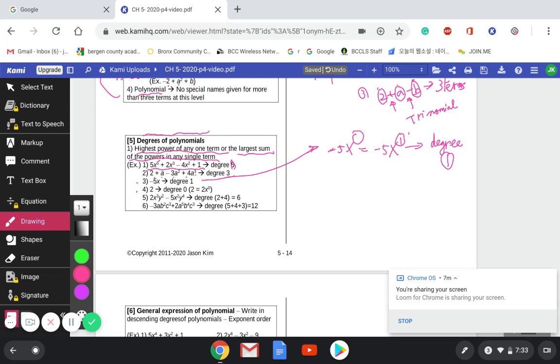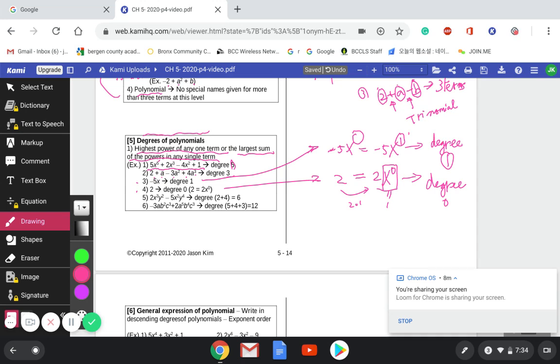Number 4. How about 2? 2 is the same as 2 times x to the 0 power, because anything to the 0 power is 1. Because 2 means like 2 times 1. They are the same values. So the degree of this 2 will be 0, because the degree is usually the highest power of the variable, the letter part.